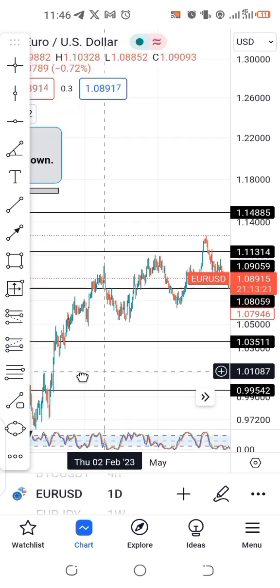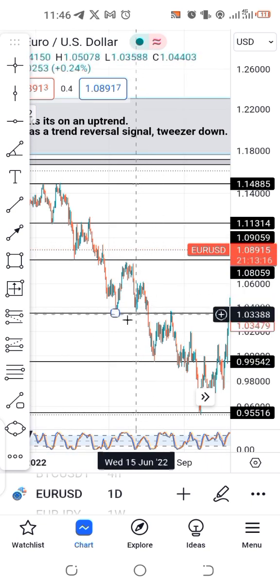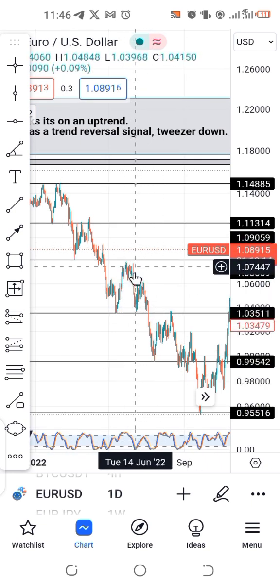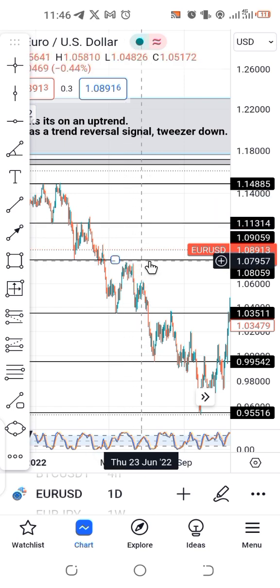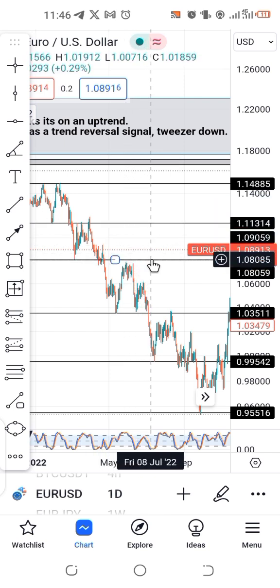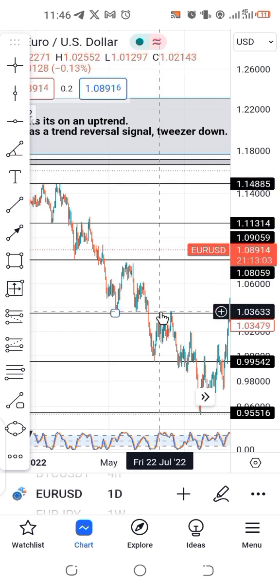So if the market is in an uptrend also, you follow the same principle. You put your support, you put your resistance. When price breaks the resistance, it will now act as a support. When price comes back to the support, it will surely go up. So this is how to draw your support and resistance.